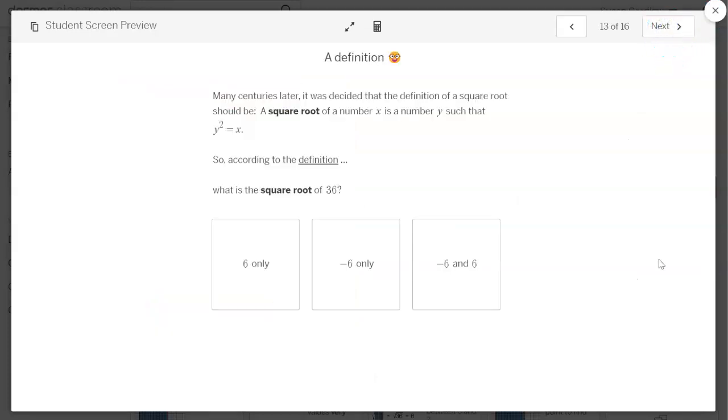All right, the next thing they did centuries later is decide on a definition of a square root. And so the definition says a square root of a number x is a number y such that y squared is equal to x. Now, according to that definition, which of these answers is best for the square root of 36?